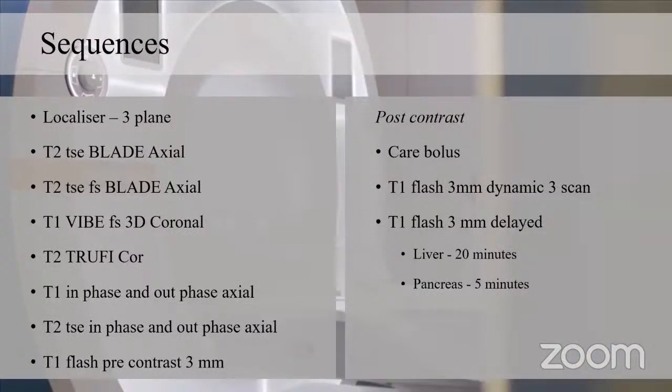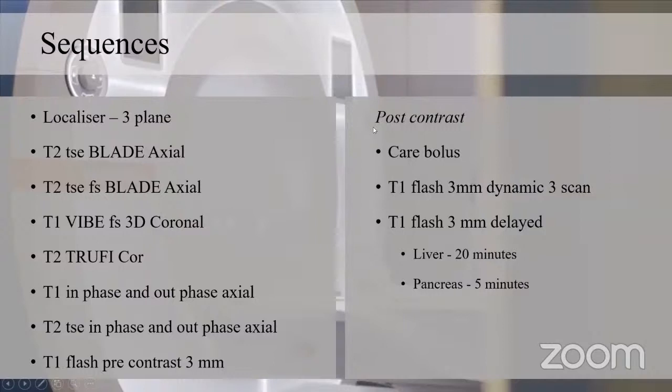The scan will always begin with a localizer, a 3-plane localizer, and after that T2 BLADE axial, and then a T2 FS BLADE axial. So one is FS and another is without FS. Then T1 VIBE FS 3D coronal, T2 TRUFI coronal, T1 in-phase and out-phase axial, T2 in-phase and out-phase axial. Then T1 pre-contrast at 3 mm.